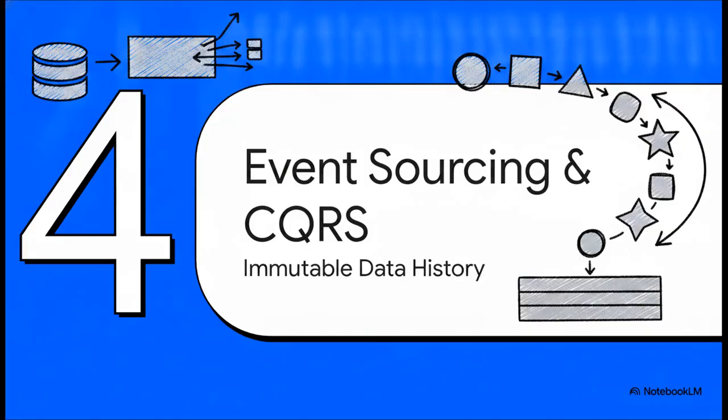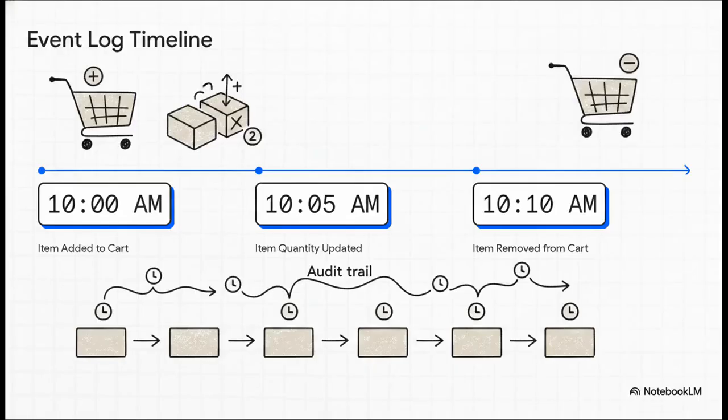Section 4, Event Sourcing and CQRS. Now we pivot to a paradigm that treats data not as a static snapshot of the present moment, but as a continuous, immutable history of actions. Let's talk about event sourcing. Think about a shopping cart.